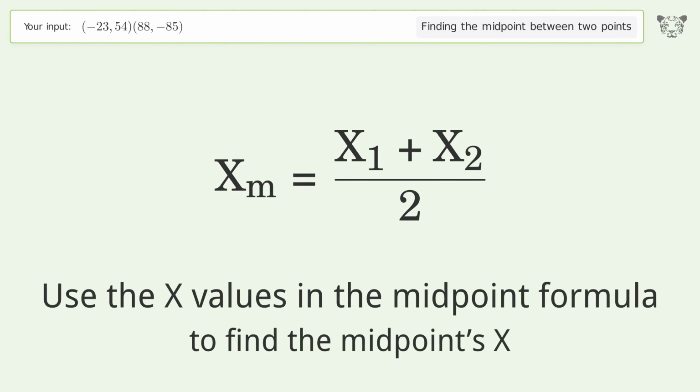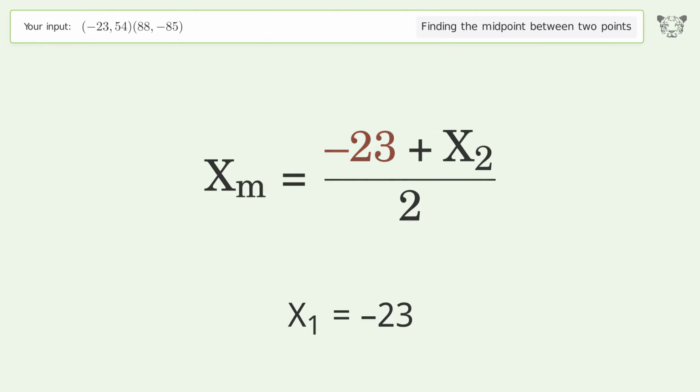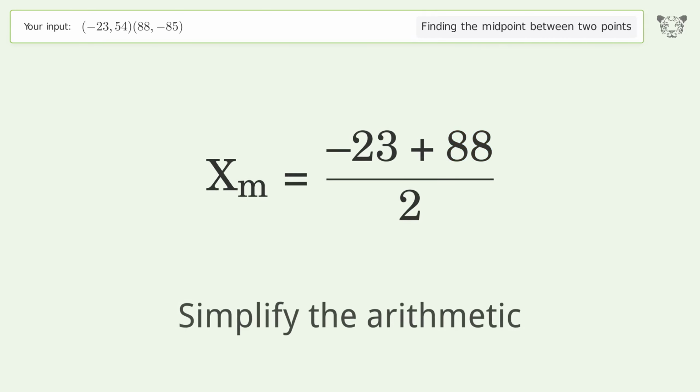Use the x values in the midpoint formula to find the midpoint's x. x1 equals negative 23. x2 equals 88. Simplify the arithmetic.